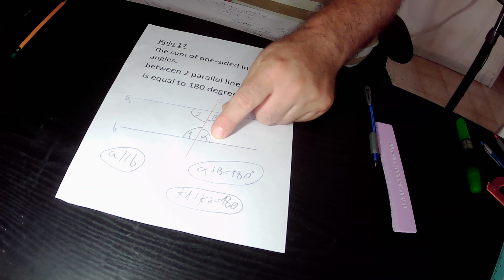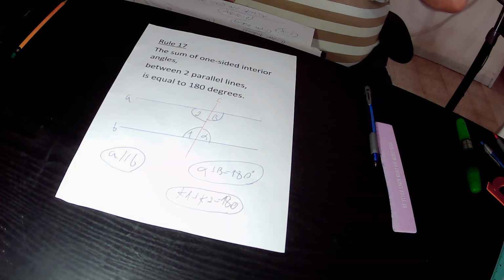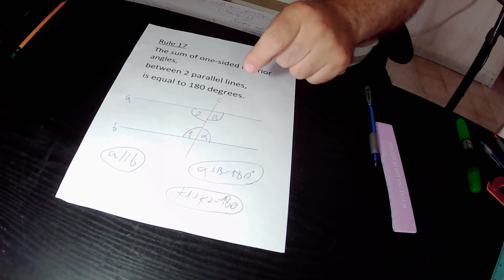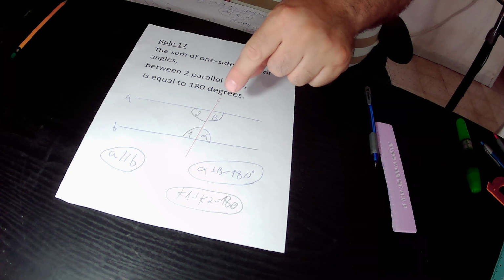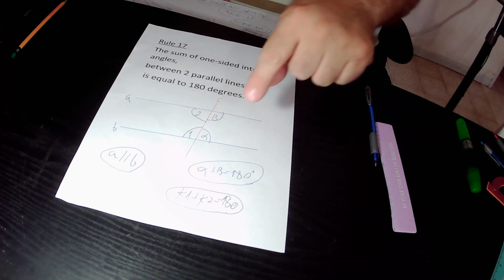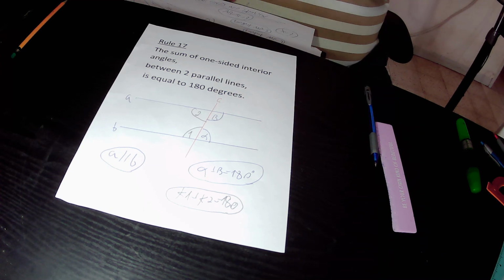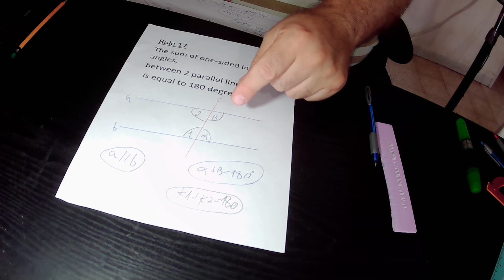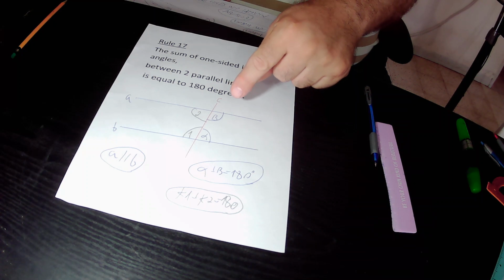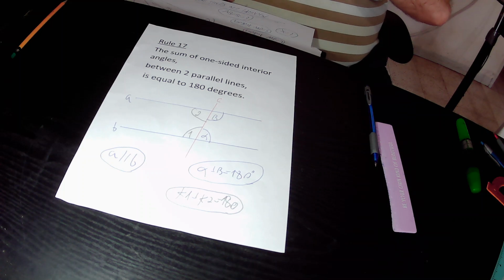They are one-sided angles because both of them are located on the left side of the straight line AC, and they are interior angles because those two angles, alpha and beta, are both located inside the straight lines A and B. And so in total, they are defined as one-sided interior angles. According to rule 17, the sum of two one-sided interior angles is equal to 180 degrees. That is to say, angle alpha plus angle beta is equal to 180 degrees according to rule 17.